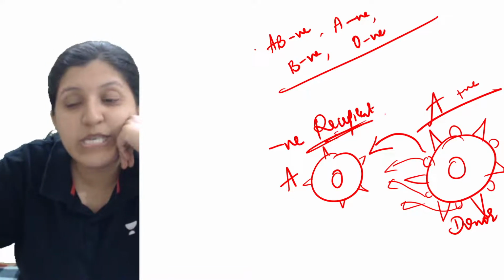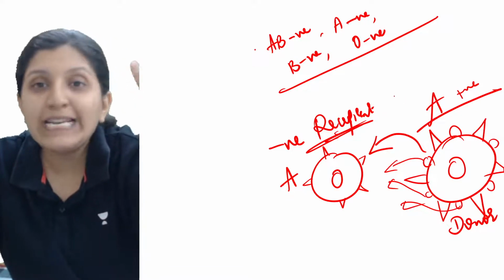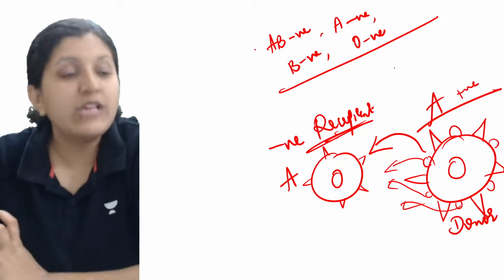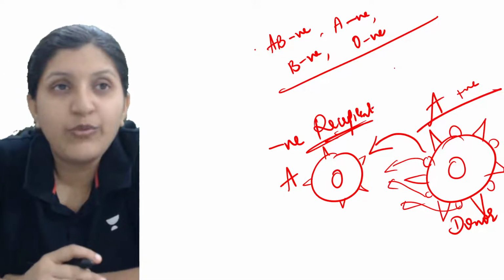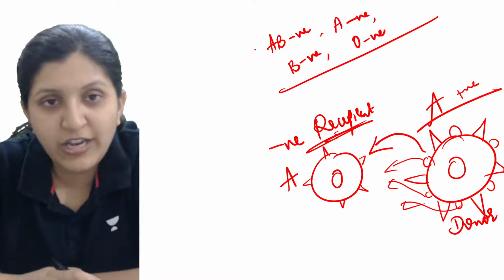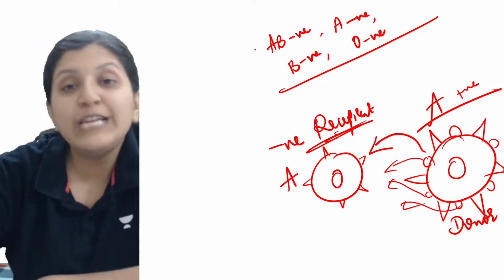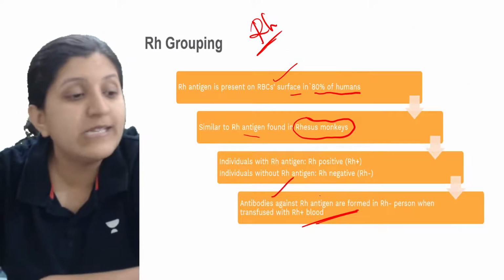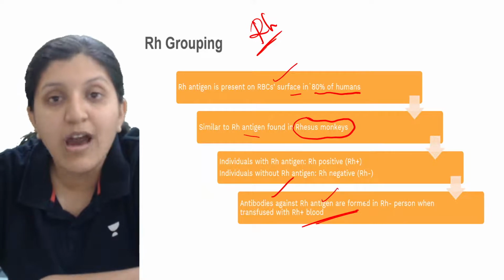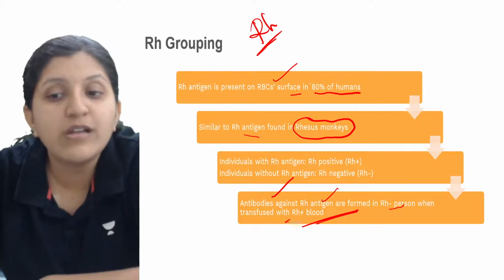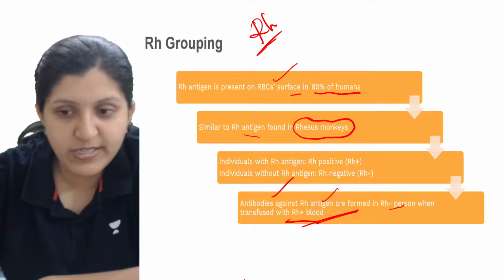So this recipient is going to develop antibodies to kill these antigens. There is a reaction which is going to occur between antigen and antibody, and that will lead to destruction of RBC, and that's the reason antibodies against the Rh antigen are formed in Rh negative persons when transfused with Rh positive blood.